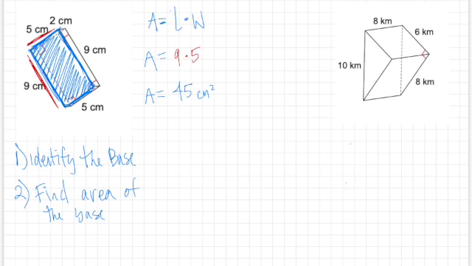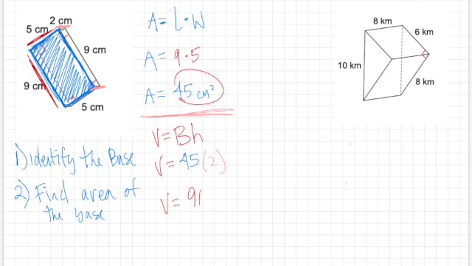So now we've got to multiply it by our third dimension. The third dimension is this one here, this 2 centimeters. So we found the base, and the volume is going to be the base times that third dimension, which we'll call height. The base we just figured out is 45 square centimeters, and that rectangle has been stacked up 2 centimeters high. So we're going to multiply that by 2. And so our volume is 90 cubic centimeters. And that's that first problem.